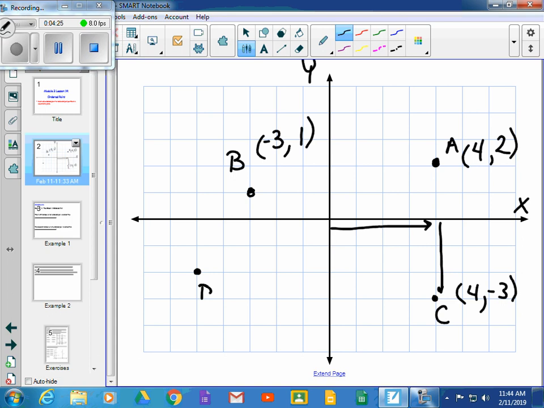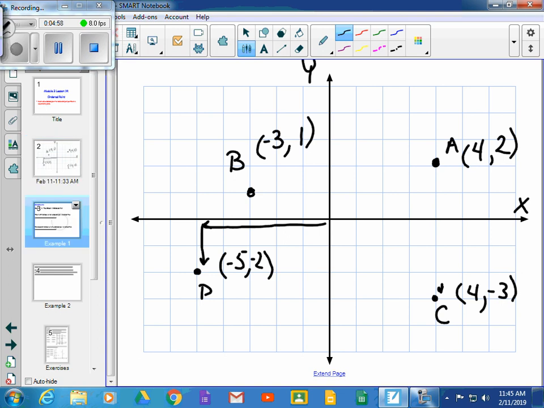On this last point, we'll call it point D. From the origin, I'm going to go to the left 5, and then I'm going to go down 2. Think about what those coordinates would be if I go left 5, then down 2. I'll go left 5, that's a negative 5, and down 2, that's a negative 2.